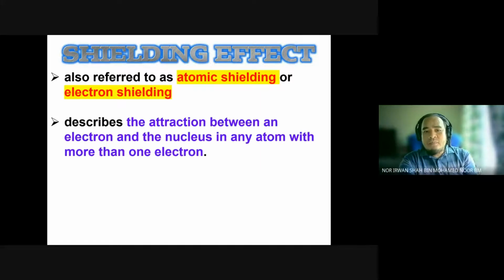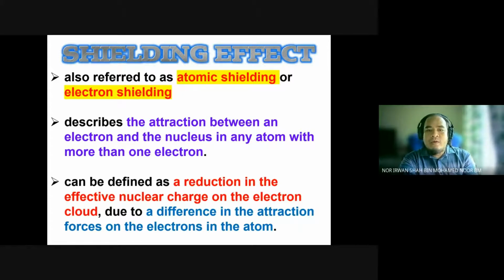Right. So apa sebenarnya shielding effect ni? So shielding effect actually describes apa? Describes the attraction between an electron and the nucleus in any atom with more than one electron. Ini apa kita bincang tadi lah. So when it comes to atoms with many electrons, this factor ni, shielding effect ni kita kena consider, guys. Okay.